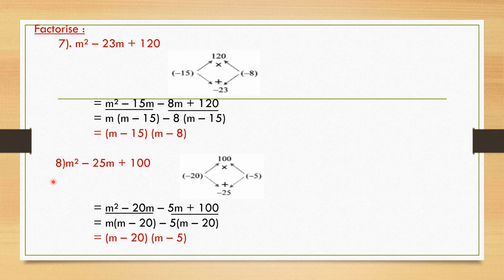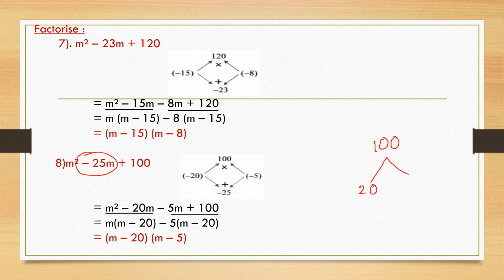If you see the eighth sum, it is m square minus 25m plus 100. So the last constant term is 100. So 100 you have to split into two such numbers that after multiplying those two numbers you should get 100. And after adding or subtracting you should get the middle term, that is minus 25.